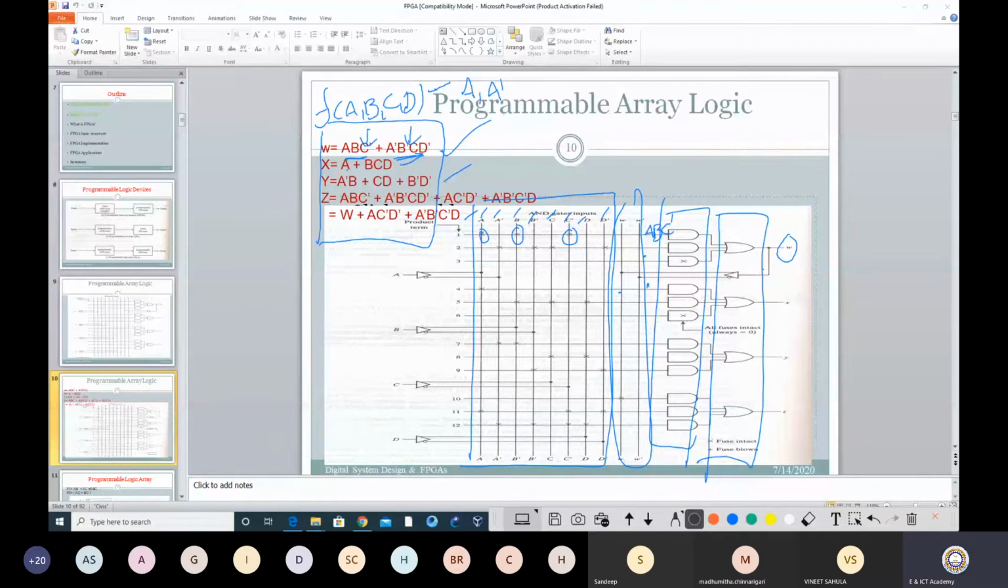Okay. Similarly, what is my second min term? A dash, B dash, C, D dash. So here it is my A dash, here it is my B dash, here it is my C, here it is my D dash. So once I fuse this, I will get A dash, B dash, C, D dash over here. And this will go to the AND gate, and from the AND gate you will get this particular term at the output. Now these two will be ORed, and your W will be A, B, C dash plus A dash, B dash, C, D dash.